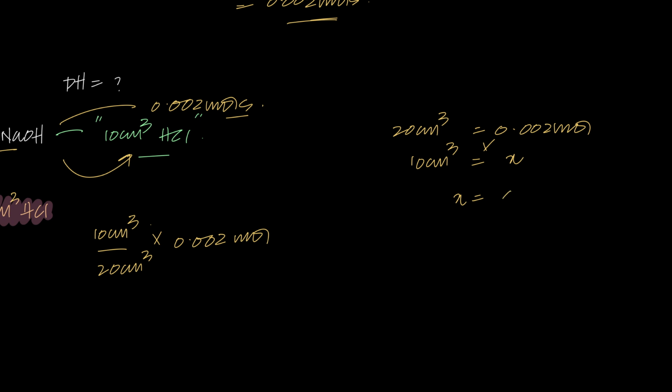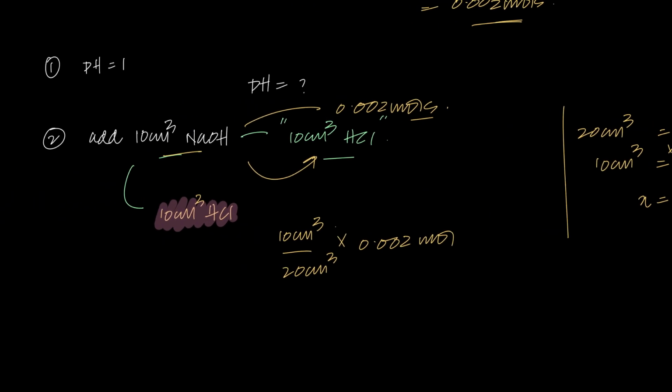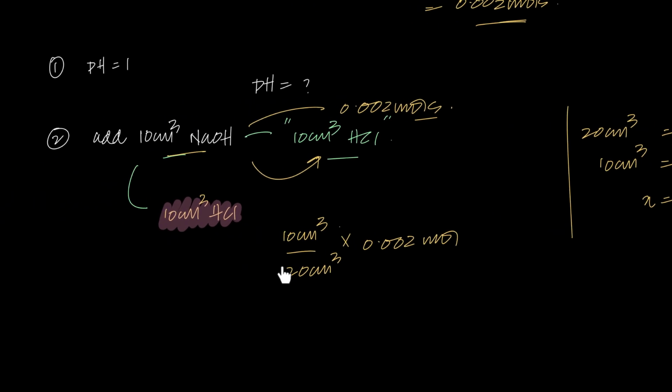X equals 0.002 times 10 divided by 20. If your math is weak, you could still stick with cross multiplication, or you could say, 10 over 20: 20 was the total, 10 is the amount left. So 10 over 20 times the initial moles. These would be the moles of HCl left.